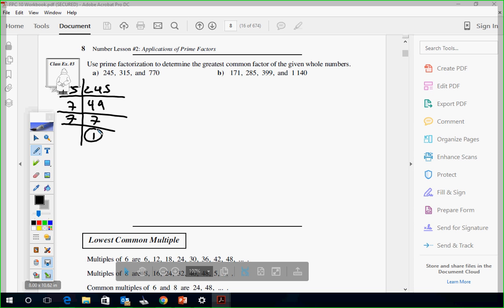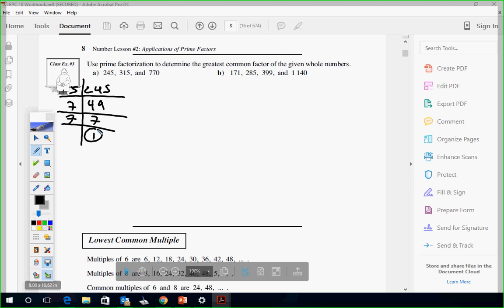If you're wondering how I'm getting those things, remember, always look first, is it even? If it's even, divide by 2. And this one ended in a 5, so I divided by 5 because it ends in a 5. That's how you figure out where to start. It doesn't matter if you try 7 first or whatever, but I just know I'm not going to do an even, right? It's an odd number.